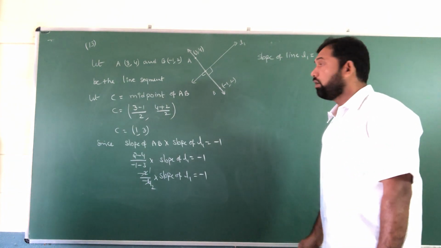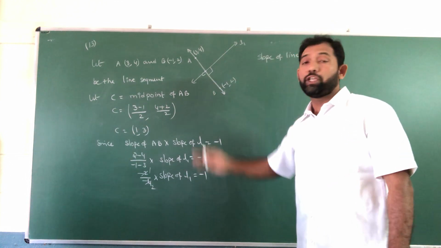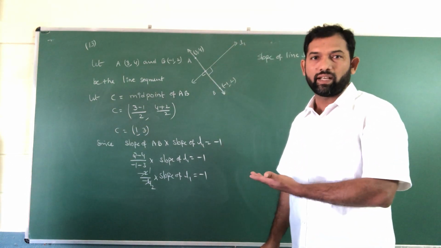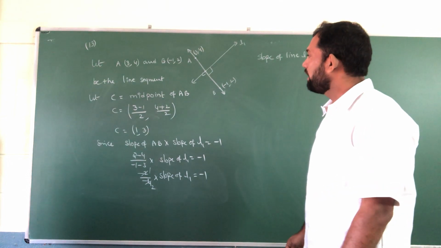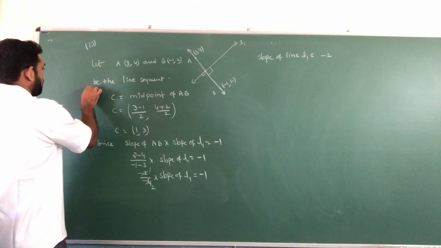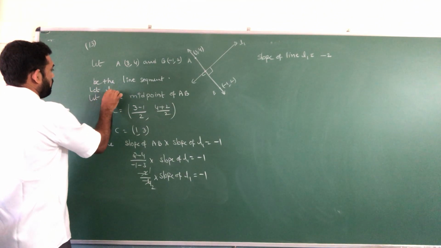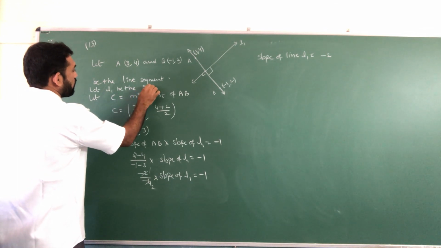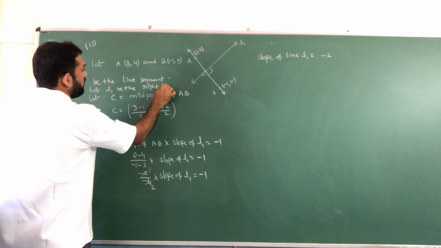So now we are going to simplify the equation of line L1. Equation of line L1 means it is the right bisector, and you note down that let L1 be the right bisector.